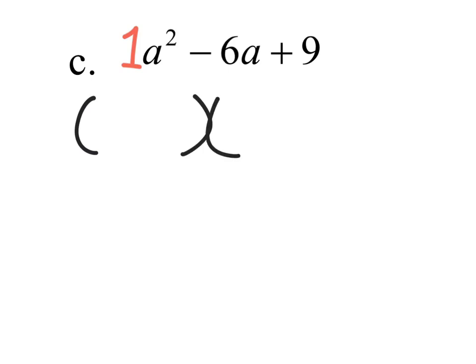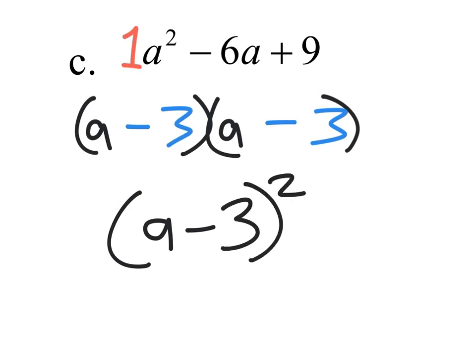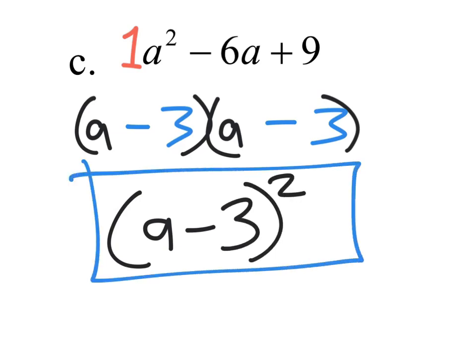So again, we're going to set up two open parentheses. What times what gives us a squared? A times a gives us a squared. What two numbers multiply to give us 9? Well, I know that it's going to be 3 and 3. It's got to be either positive 3 or -3 and -3. And because this is -6, then clearly it's going to be a minus 3 times a minus 3. And we can simplify that further, like a minus 3 squared. And this, my friends, is the answer.